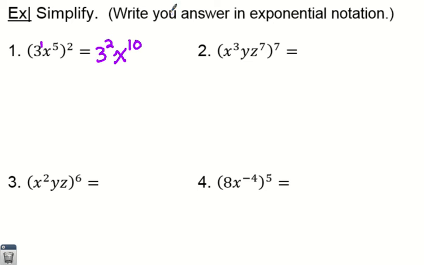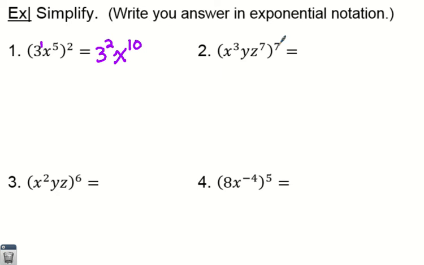Okay? And look at the directions. Write your answer in exponential notation. That means I'll leave this as having a power, and I'll leave it as 3 squared, even though I could easily make that into a 9. 3 to the 2nd power is just 9. But the directions said just leave it in exponential notation.